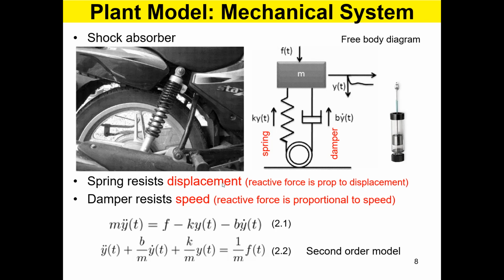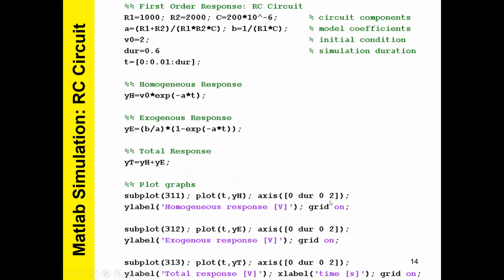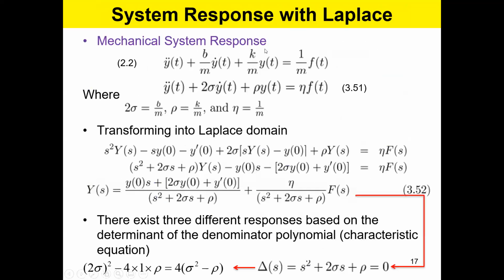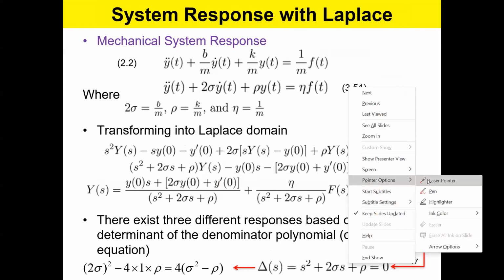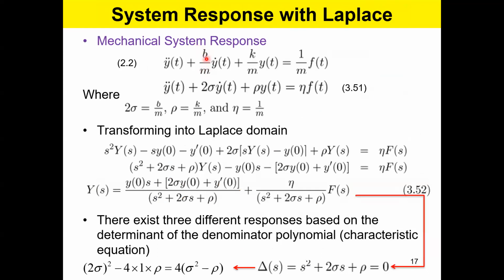Now, if we move on to where we came from, that's this one. This is the equation, and to simplify the equation, we better introduce some symbols. Rather than b over m, I would say 2 sigma, and k over m is replaced by rho. Okay, we introduced 2 symbols just to make life easy, and 1 over m is eta.